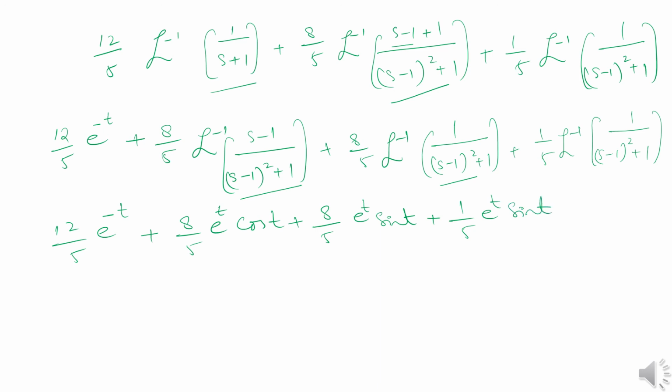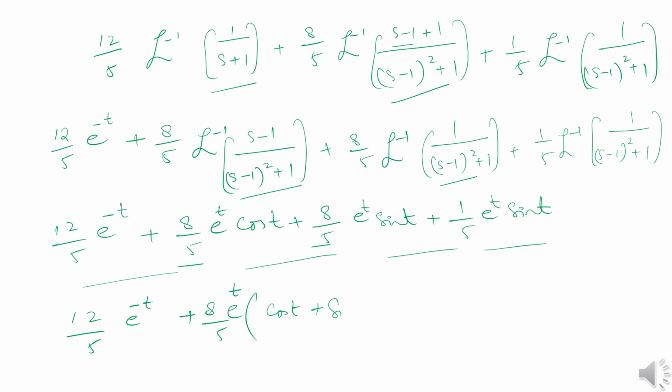So we are now a lot closer to our answer. Even though we have got our answer, we'll simplify some things here for easy understanding. We will take 8 over 5 as common, and e to the power t common as well, so we will be left with cos t plus sin t in the brackets, and then plus 1 over 5 e to the power t sine t. This 1 over 5 e to the power t sine t can be added to this sine t, and we will get the final answer. You can write it as the final answer as is, but it's good to simplify the answer.